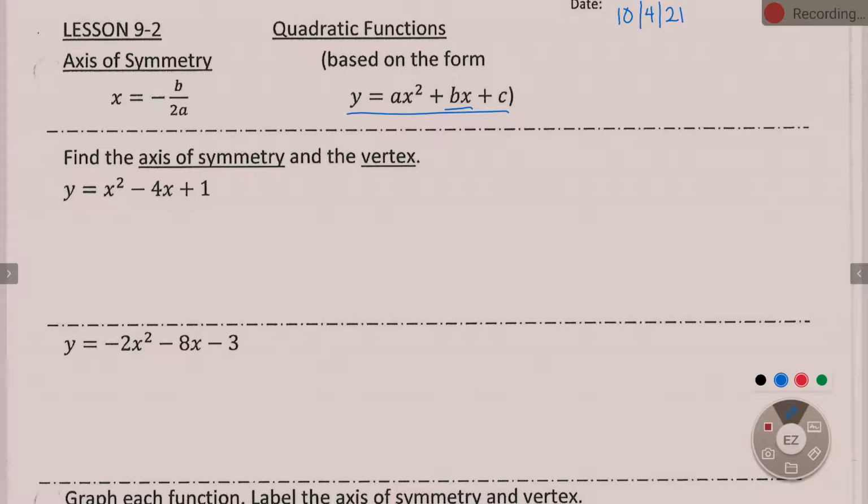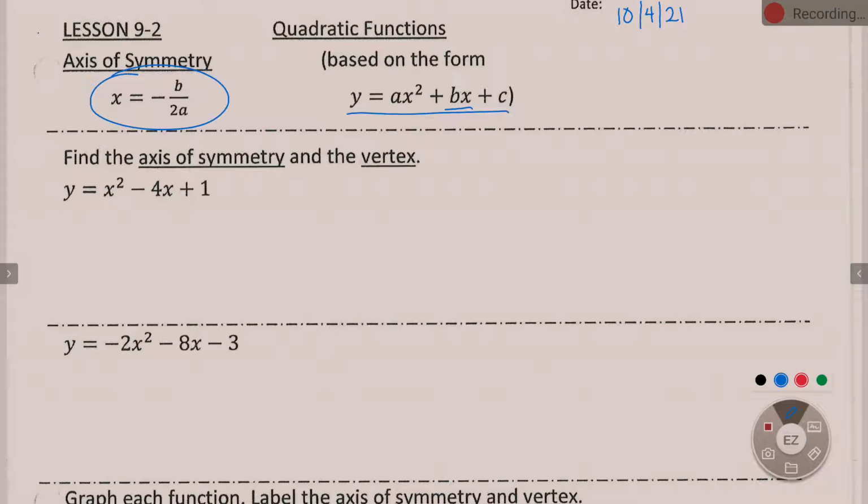So, first thing we're going to be doing, my axis of symmetry is no longer x equals 0. We have to find that axis of symmetry. Nice part is, it's a nice basic formula. Okay? So, axis of symmetry, x equals negative b over 2a. We're going to use that. Once we know our axis of symmetry, we can use that to help us find our vertex.